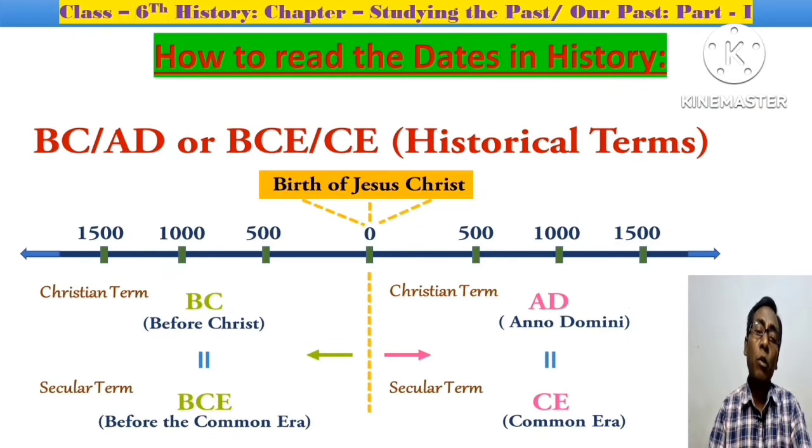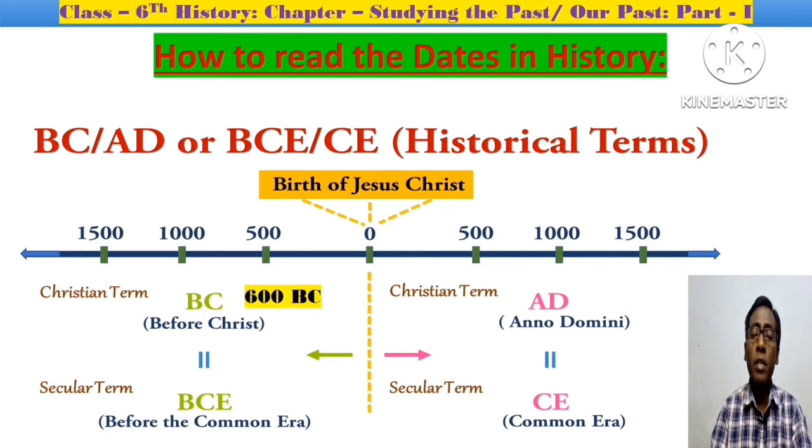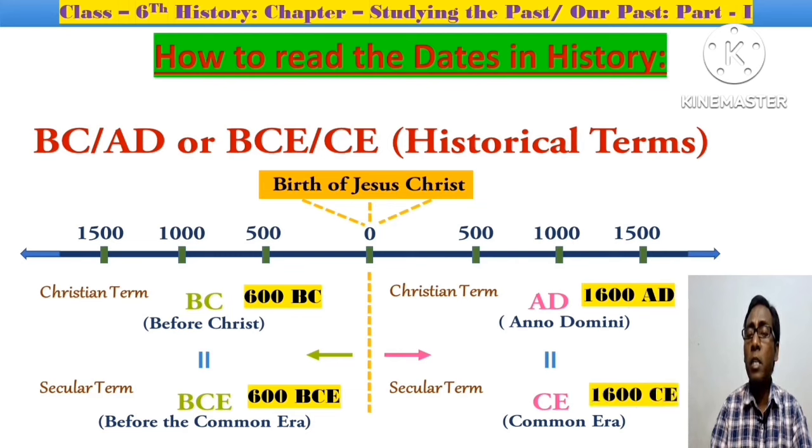Earlier, to express a date in BC, the historians wrote the date as 600 BC. Similarly, the dates are expressed in BCE as 600 BCE. To express the date in AD, historians wrote the date as 1600 AD, and to express the same date in CE, the historians wrote it as 1600 CE.